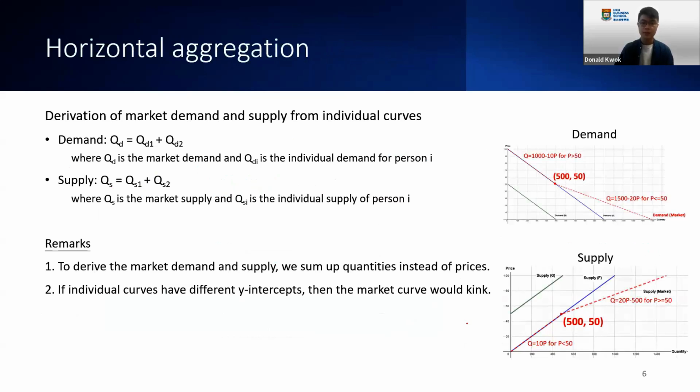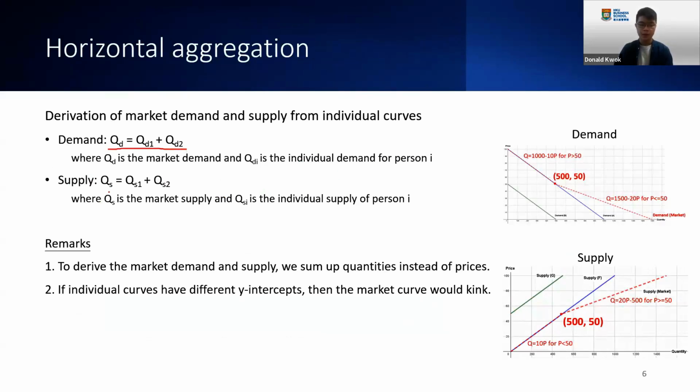The next technique is about horizontal aggregation. For horizontal aggregation, we are trying to sum up quantities. So when do we like to sum up quantities? For example, if we are going to derive the market demand and supply, then we are summing up quantities. So the demand of the whole market equals the demand of the first person plus the demand of the second person plus someone else. Right?